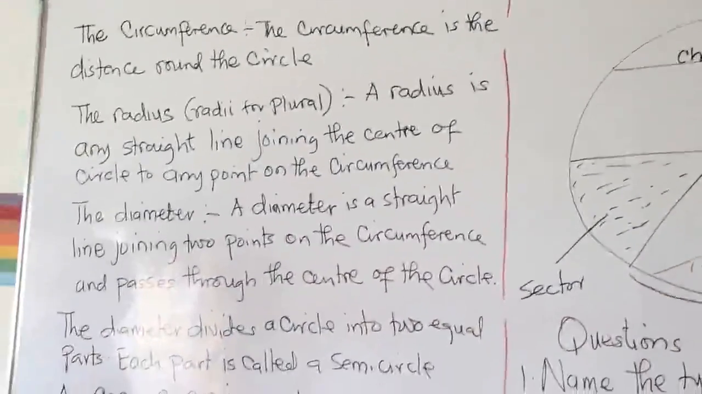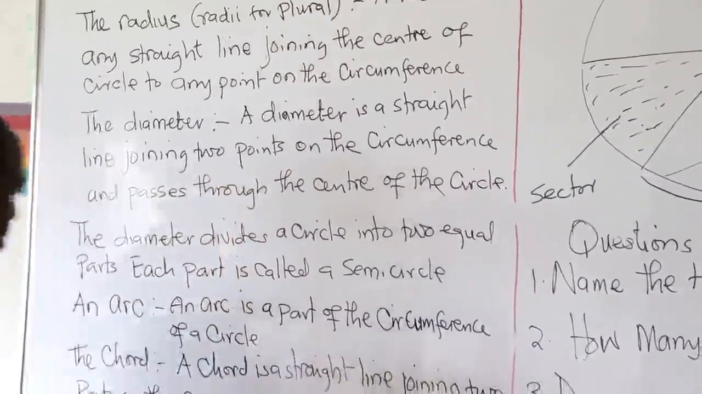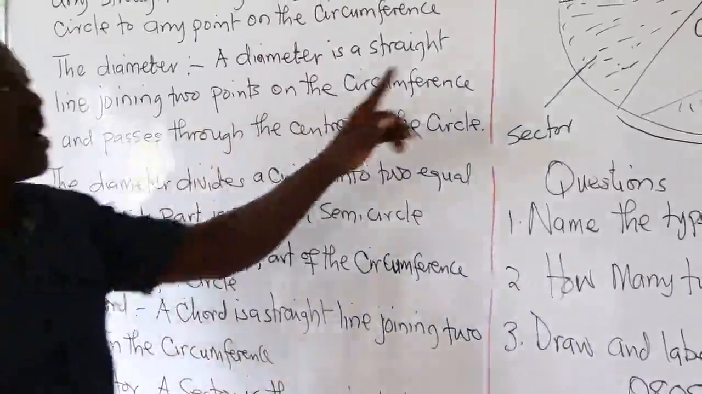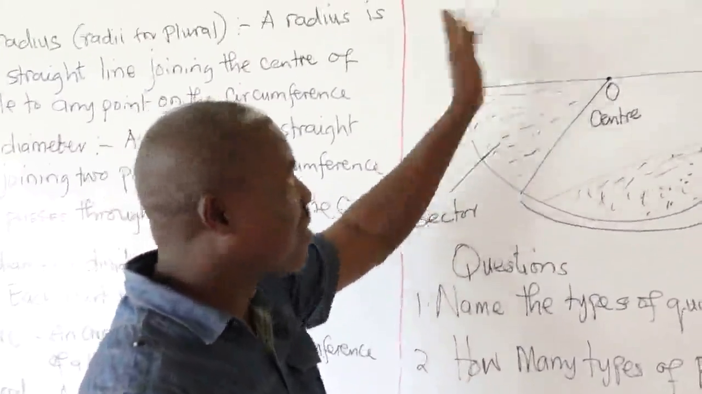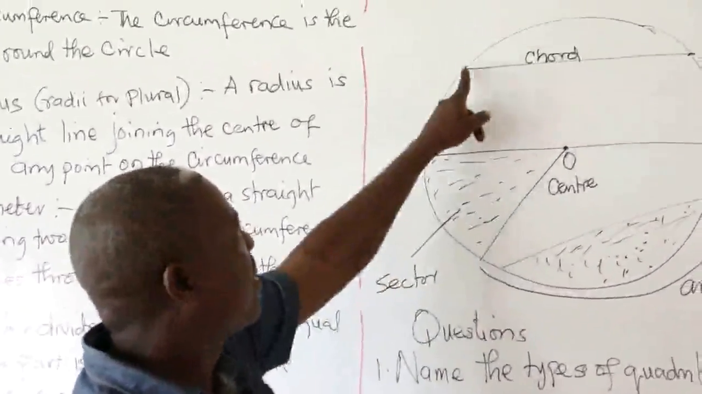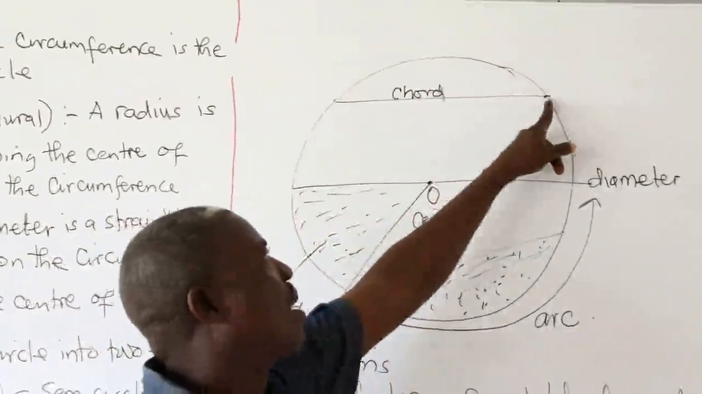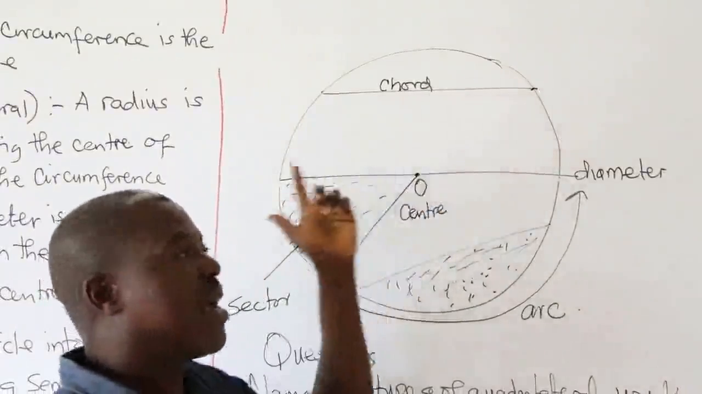The chord. A chord is a straight line joining two points on a circumference. Now, look at the chord here. It must not pass through the center. Look at it. From this point on a circumference to another point on the same circumference is called a chord.